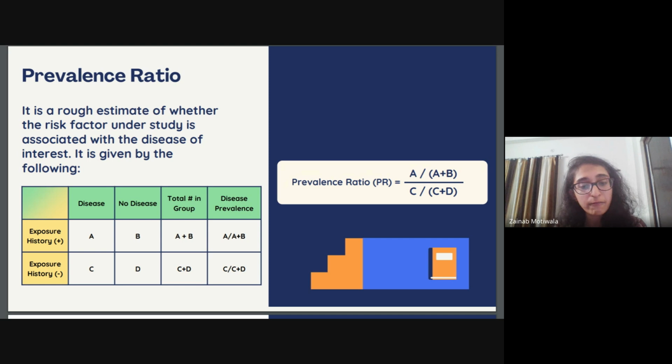Now, similarly, for prevalence of disease in the non-exposed participants, we would look at C, that is those who developed the disease in non-exposure, upon the total people who were there in the non-exposed group, C plus D. And then that is a prevalence ratio, that is A upon A plus B divided by C upon C plus D.